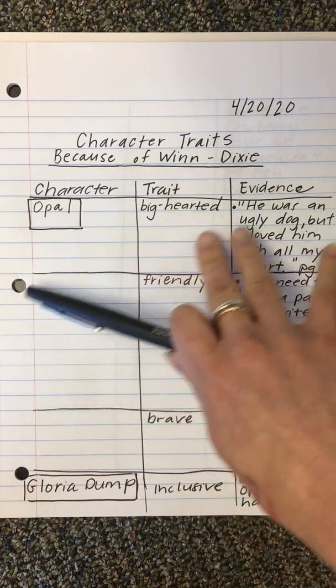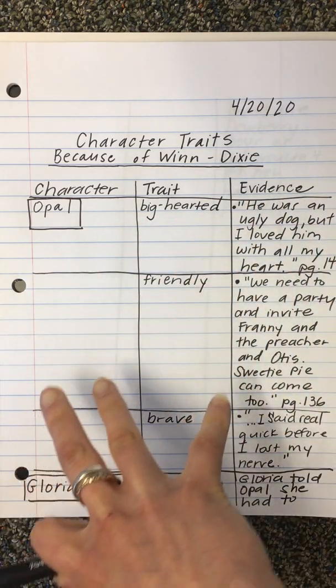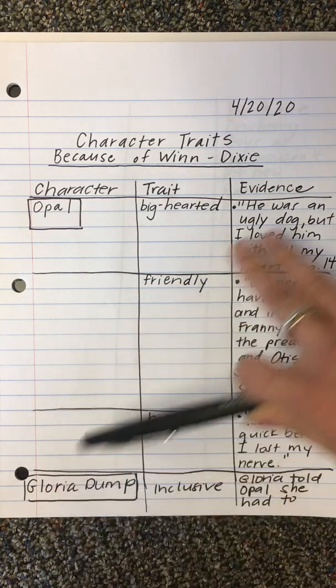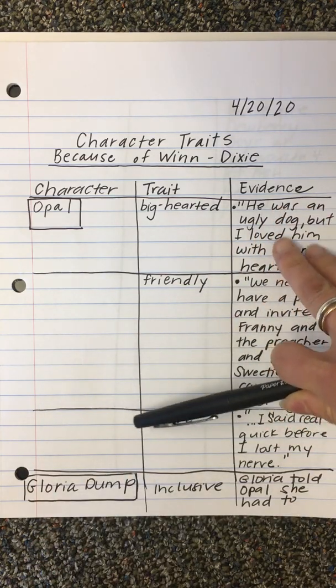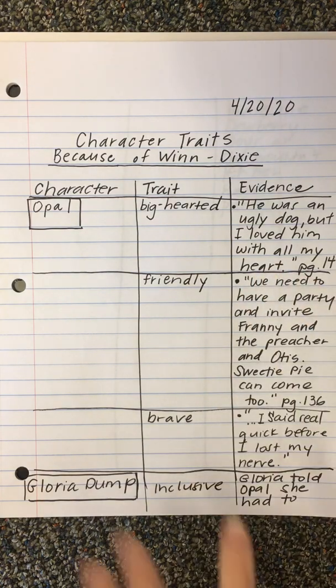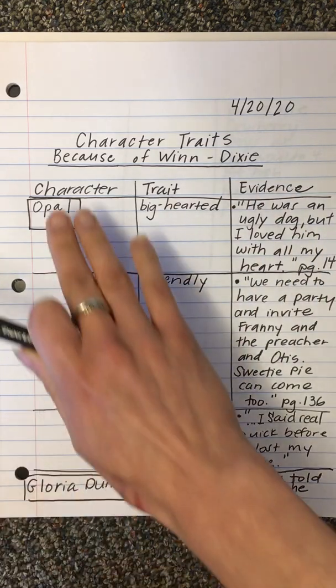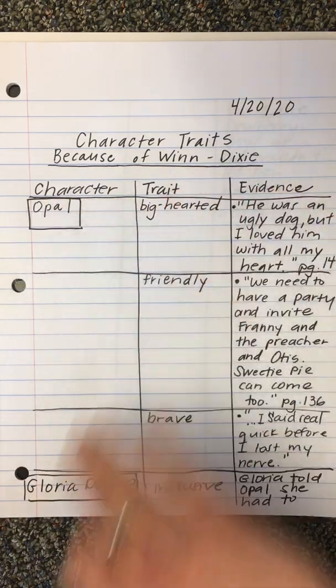So the table that I said I wanted you to make, and yours doesn't have to look like this. You can do it any way that you want. I might have done it a little bit differently because I realized that I had a lot to write over here, so maybe I would have turned the book the other way around, but that's okay. I want you to have 3 sections of your table: the character, the trait, and the evidence.